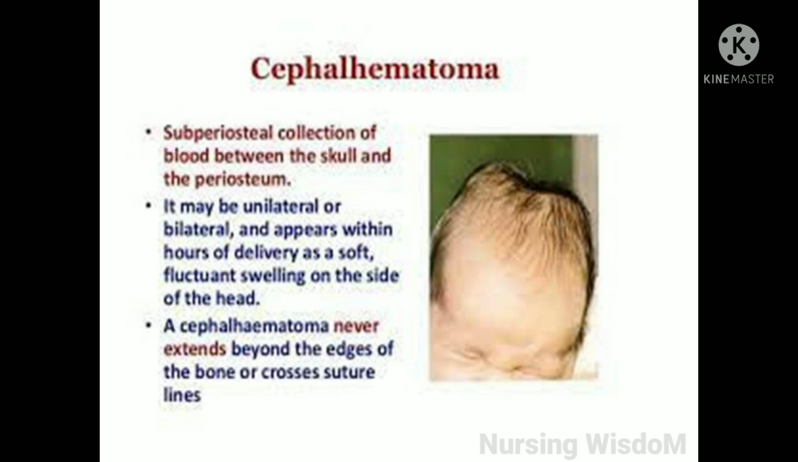Cephalhematoma is a subperiosteal collection of blood between the skull and the periosteum. It may be unilateral or bilateral and appears within hours of delivery as a soft fluctuant swelling on the side of the head. A cephalhematoma never extends beyond the edges of the bones or crosses suture lines.